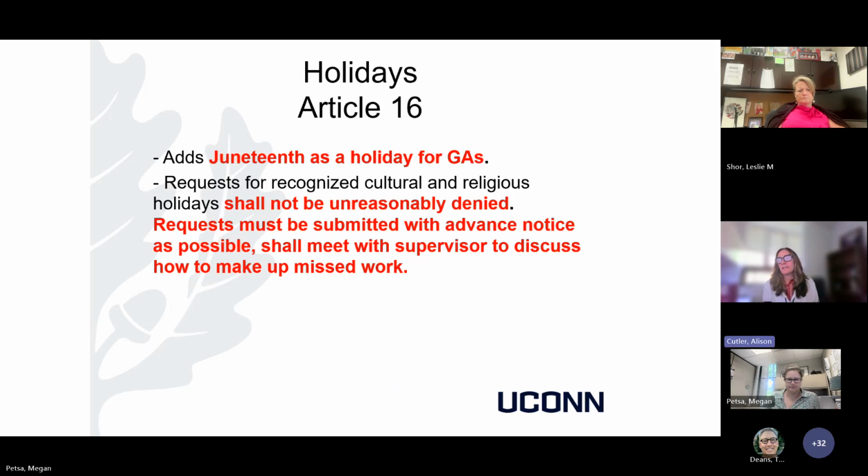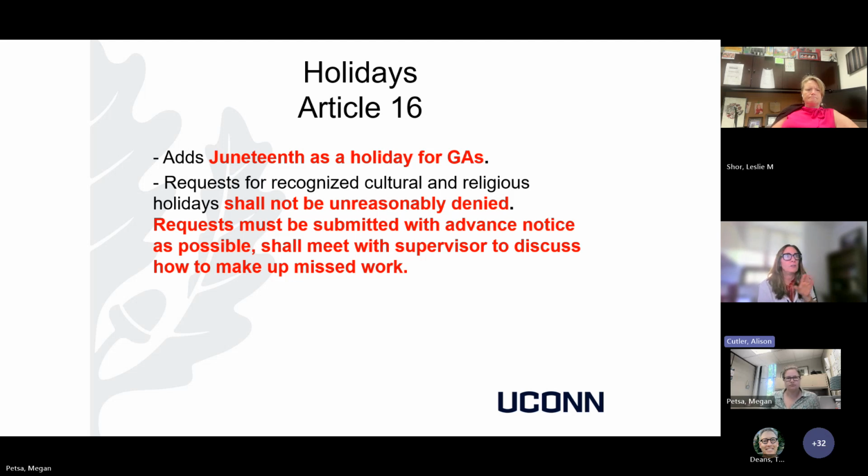Really, the holidays, we just codified Juneteenth as a holiday. We were already doing that, but now it's one of the holidays listed in the contract. There was a lot of discussion about recognized cultural and religious holidays. We kind of beefed up the language a little bit more. It shouldn't be unreasonably denied, but just making it clear, it's not a paid holiday.